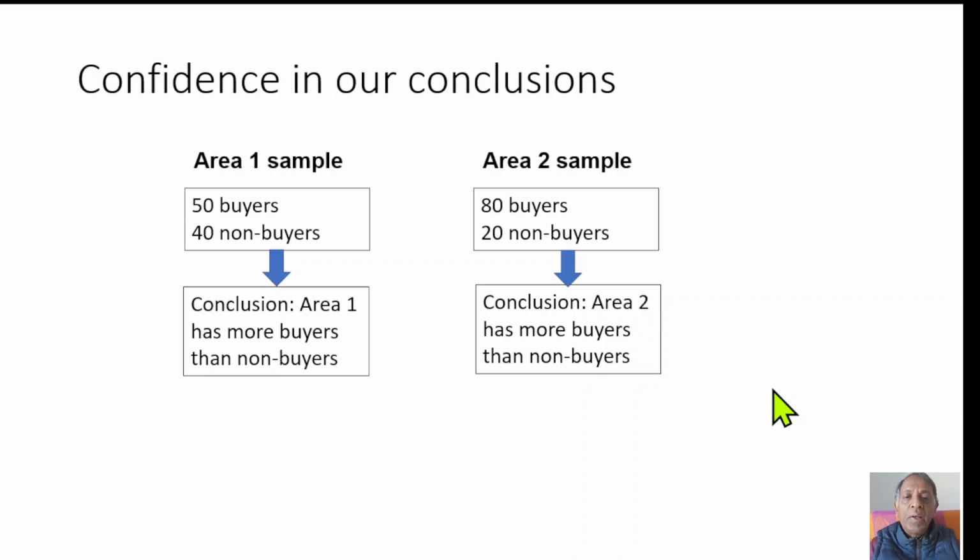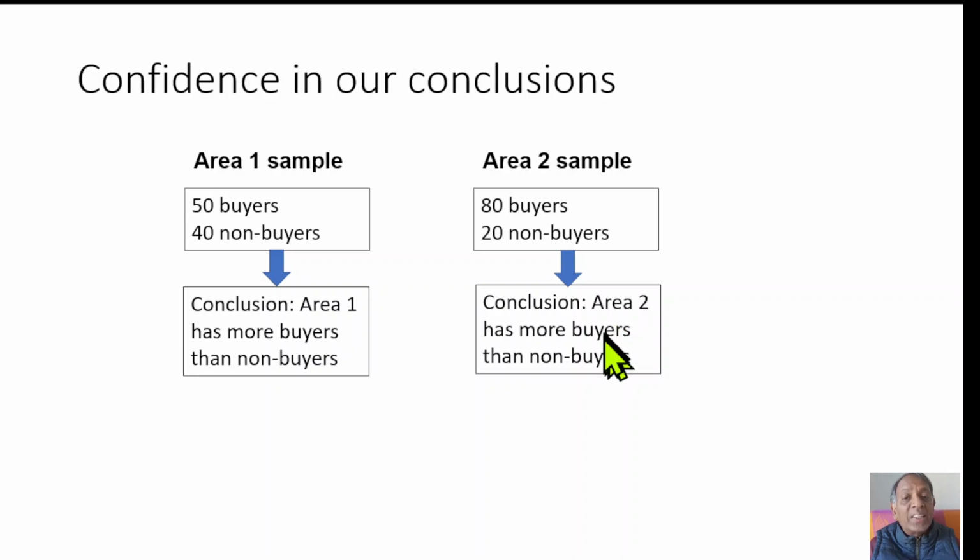Okay, obviously we would be more confident of the second survey because the number of people surveyed was almost the same in both the surveys. This was 90, this was 100. But the majority here, it's like 80 to 20. Okay? Whereas here, it's only a slim majority of 40 to 50.